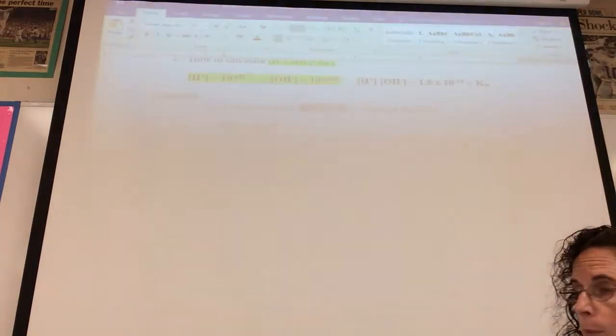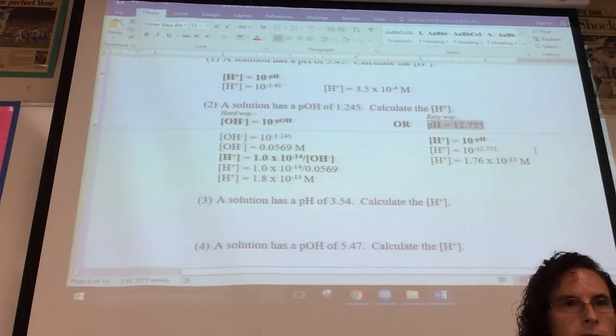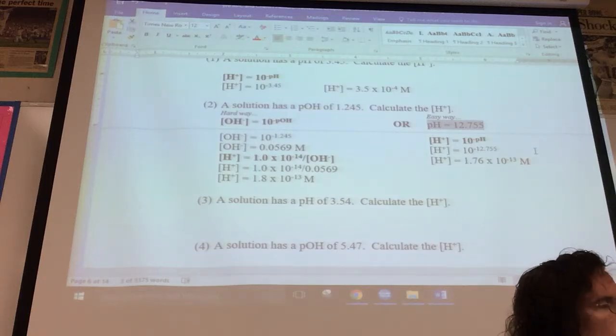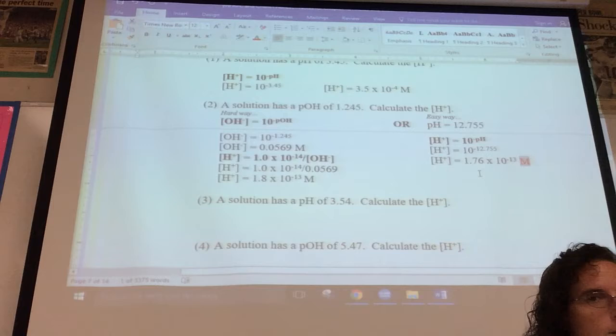All right. Okay. And this one is showing the pOH. It says the solution has a pOH of 1.245. Calculate proton concentration. I'm going to walk through the easy way. If you want to know proton concentration and given the pOH, get the pH. How do I get pH from pOH? 14 minus the pOH, so 12.755. Proton concentration is 10 to the negative pH. And here's your answer here. Again, 3 sig figs after the decimal point for pH, 3 sig figs. Also watch your unit here, molarity, for a unit of concentration.